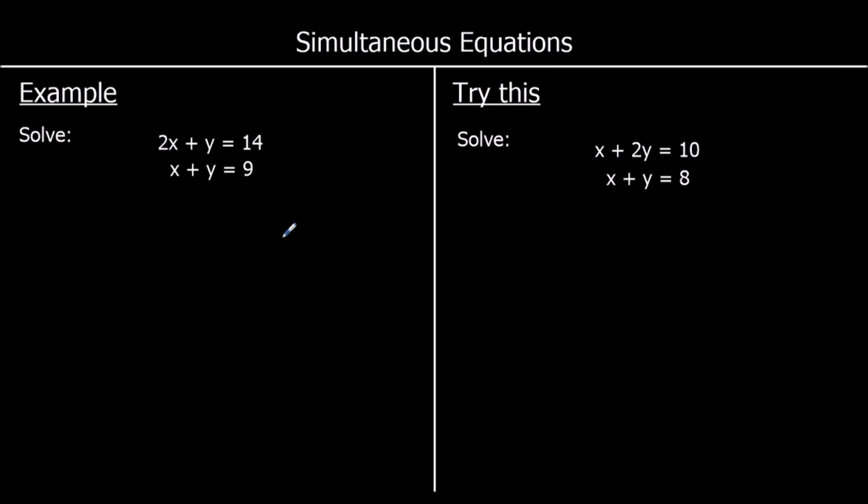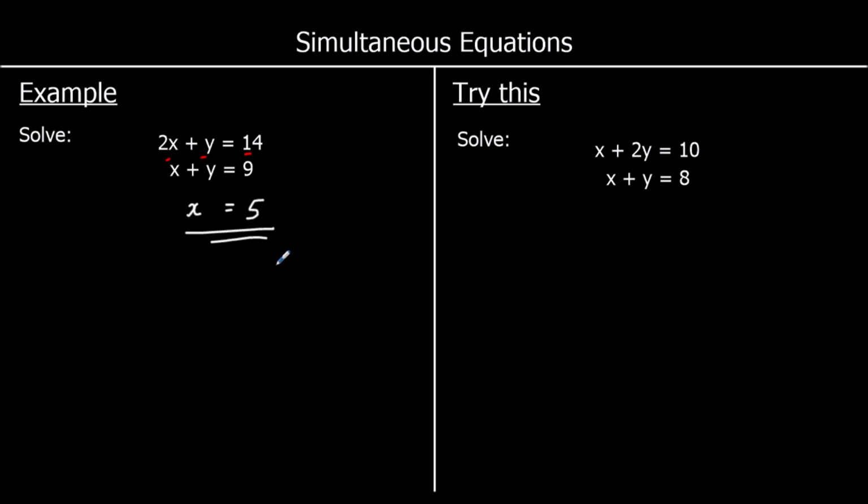If we take away the bottom equation from the top equation, we look at the difference between these two equations. 2x take away x is x. y take away y is nothing. We can eliminate it. We can get rid of it. And 14 take away 9 is 5. So x is 5. x must be 5. The difference between the two equations is x equals 5.